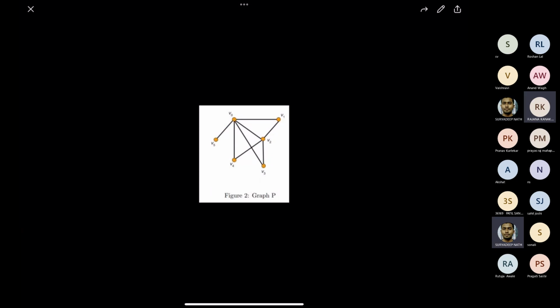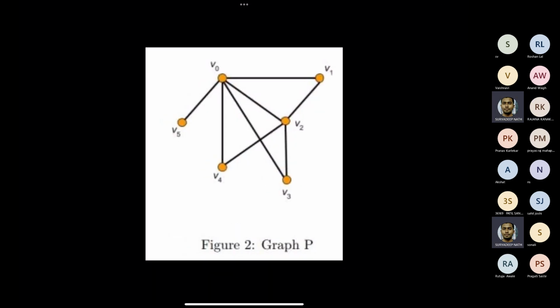Yes, sir. That is the question. Here they are asking about the neighborhood overlap of V0 and V2. So how many mutual friends do V0 and V2 have? V1 is a mutual friend, V4 is a mutual friend, and V3 is a mutual friend, right?